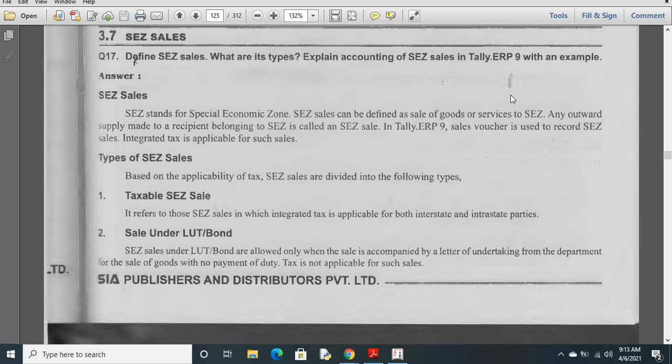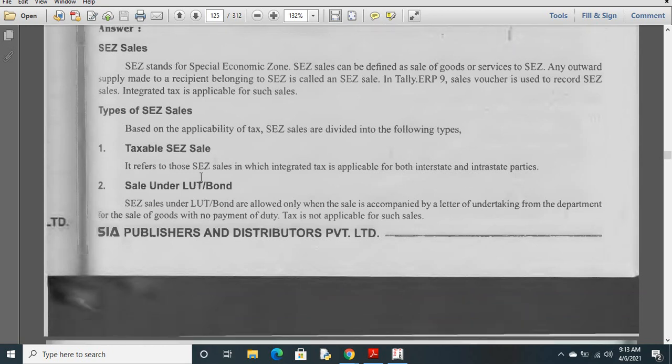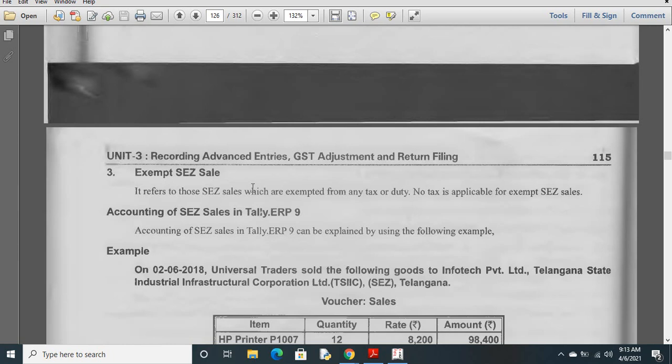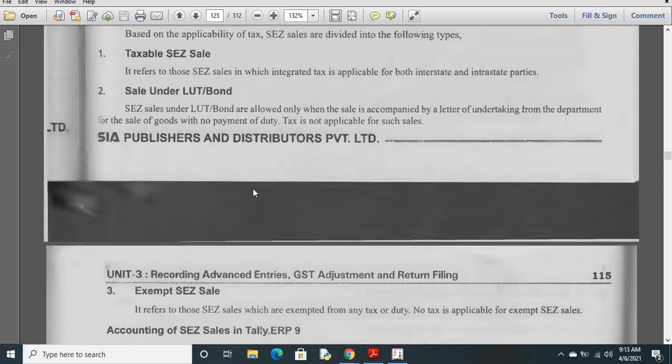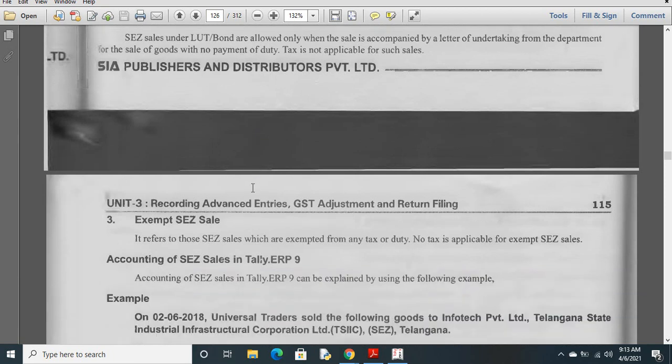Now, based on the applicability of tax, SEZ sales are divided into the following types. Taxable SEZ sale refers to SEZ sales in which integrated tax is applicable for both interstate and intrastate. Sale under LUT bond, we just discussed exports under LUT bonds. Sales under LUT bonds are allowed only when the sale is accompanied by a letter from the tax department. Exempt SEZ sales, where integrated tax is exempted. So there are a total of 3 types of sales: taxable, sale under LUT bond, and exempt.